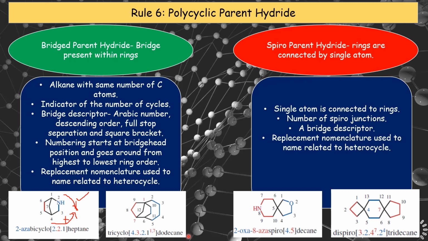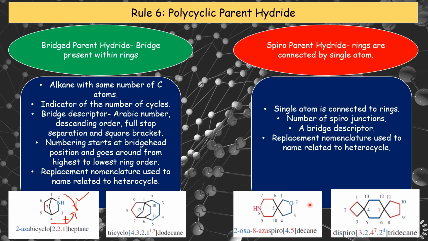And what about the spiro parent hydride? A spiro compound is one in which rings are connected by a single atom. So it forms a spiral kind of structure. That's why it is a spiro compound. You have to check the number of spiro junctions, then check for the bridge descriptor. So you can see in this system, decane, 2 heteroatoms are present. One is oxygen, another one is nitrogen. As we know that oxygen is senior to nitrogen, the ring is going to get priority with respect to oxygen. Numbering will start from the spiro position, just next after the spiro atom.